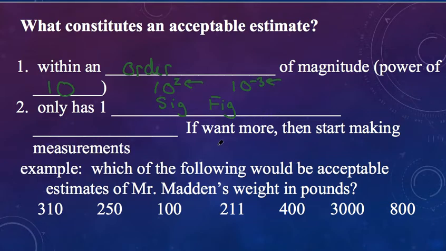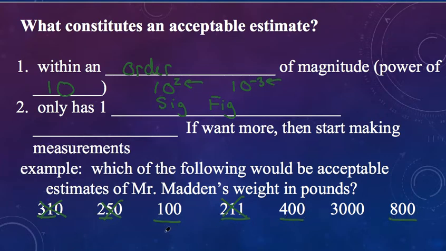So with that being said, what would be an acceptable estimate for my weight in pounds? When I start looking through all these choices, I notice that this first choice has 2 sig figs, so that's not an acceptable estimate. Likewise, this one has 2 sig figs. Here we have 3 sig figs, so that can't work. Now we're down to 4 different choices. Well, 100 pounds might be a little low, you might be thinking, and 400 pounds might be a little high, or even 800 pounds.